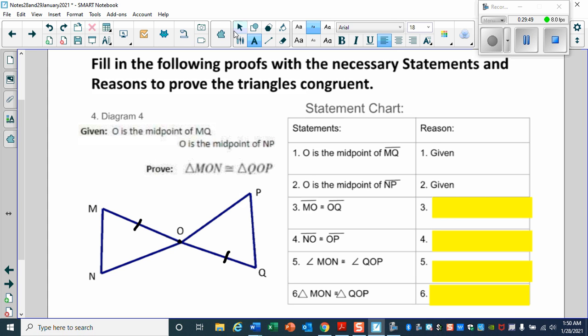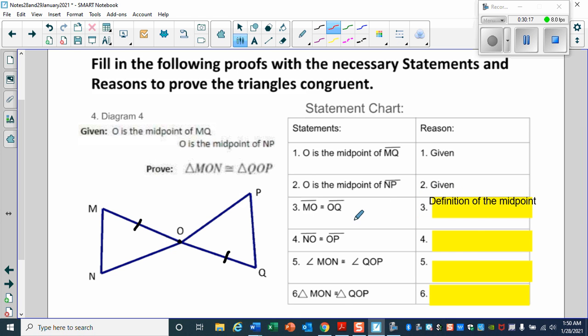So the midpoint, so we could say definition of the midpoint. So that's the idea. Splits it right into two congruent segments.